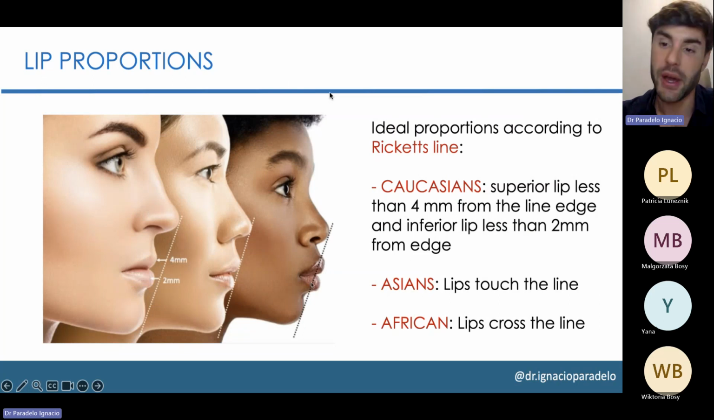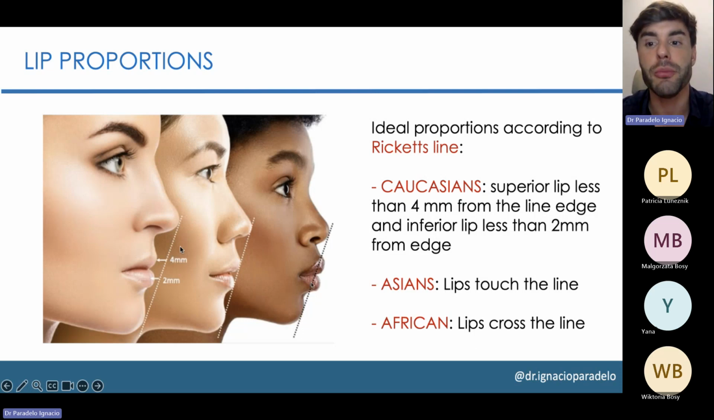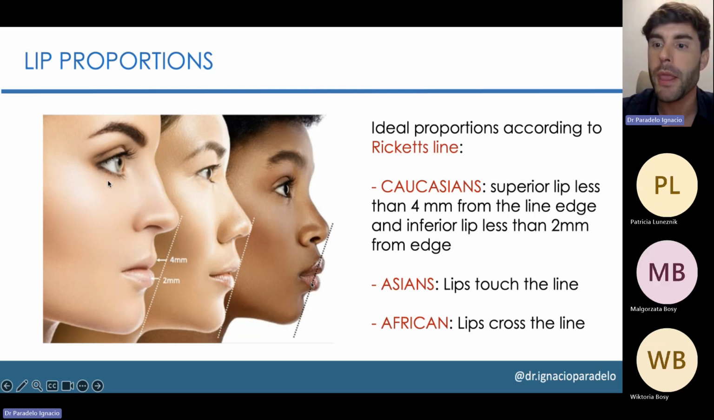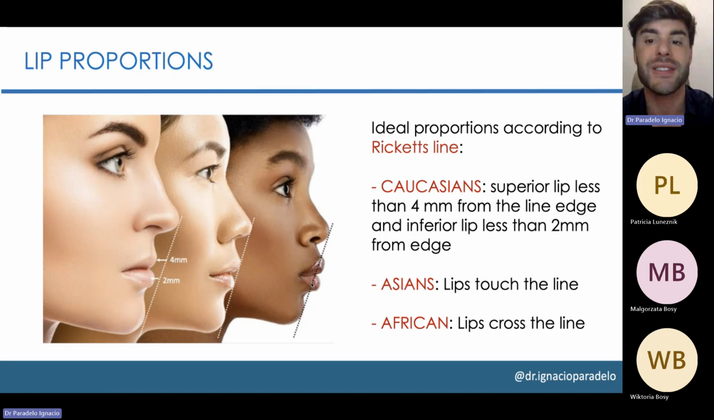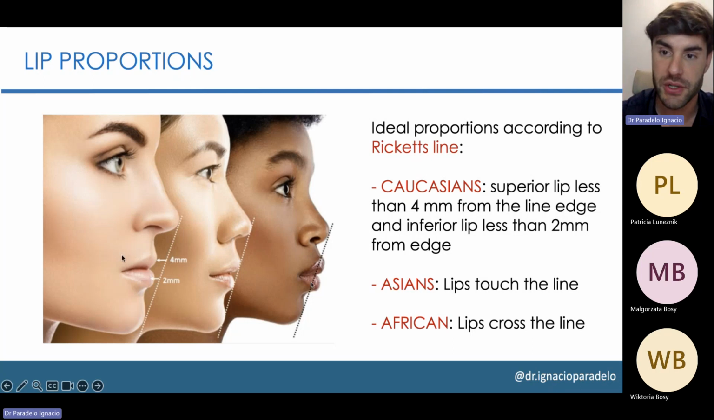If we analyze the lip in profile, following the Ricketts line, we can see that the lips of the Caucasian patient should be located slightly behind the said line, with the upper one being at the farthest 4 millimeters away and the lower lip 2 millimeters, which coincides with what I just mentioned, that the upper lip should be slightly smaller than the lower lip. In the case of Asian patients, both lips should touch the line, while in African patients, the lips must exceed that line.